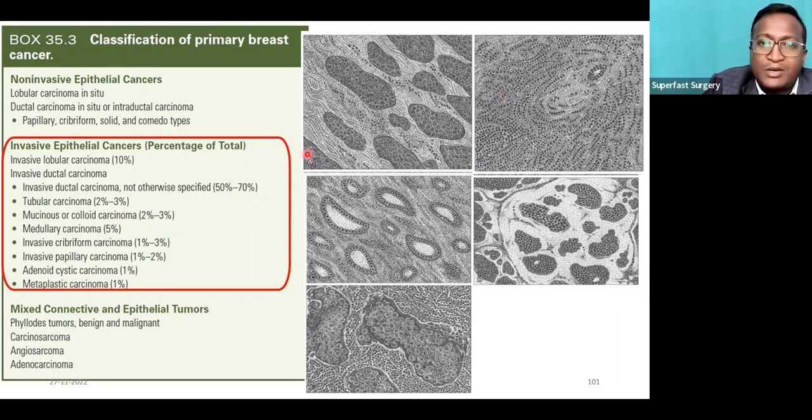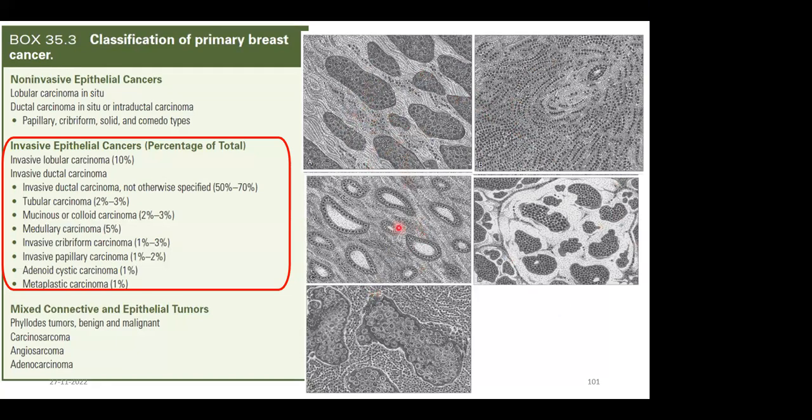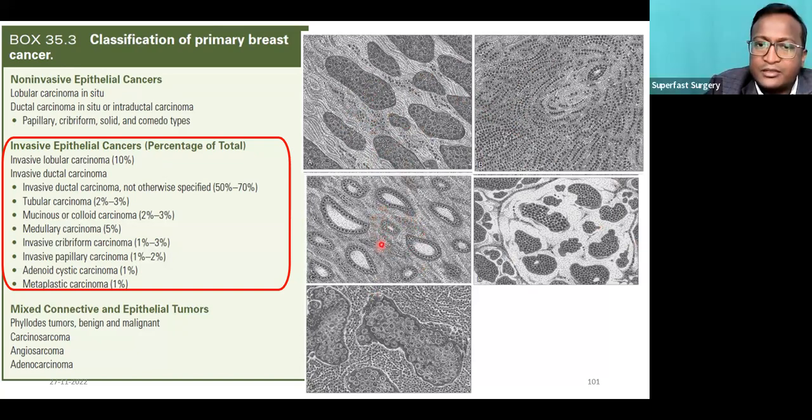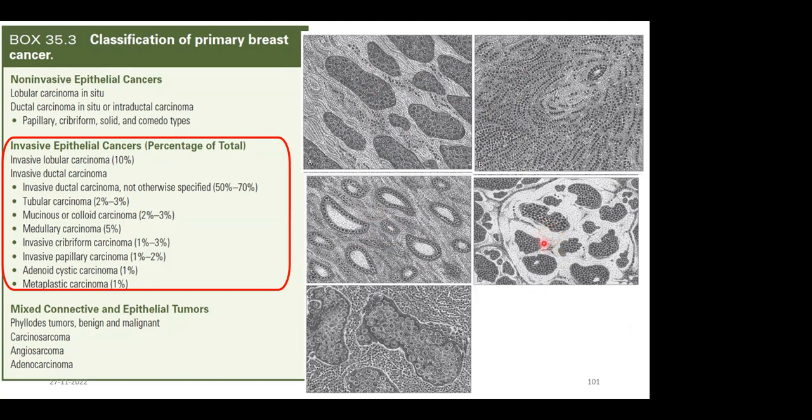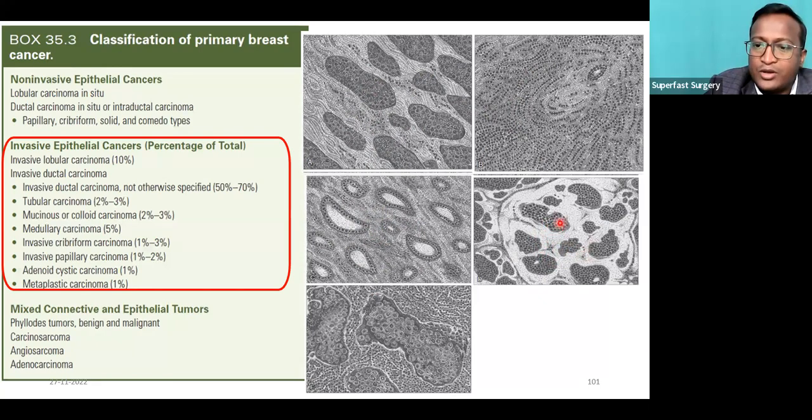Now, in infiltrating ductal cancer, which is seen in this picture, figure A, the tumor invades singly. The tumor cells are going singly and not in a single file pattern. There is no pattern in this invasive ductal cancer, and they are named according to the features that they display. Like here, they are displaying in the form of tubules, so it is known as invasive tubular cancer. Here they are displaying in the form of mucin or colloid, so they are known as colloid cancer.